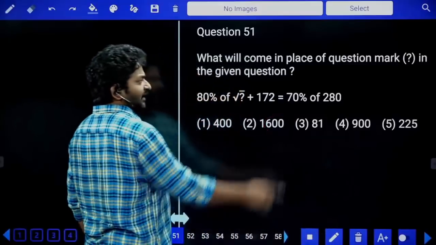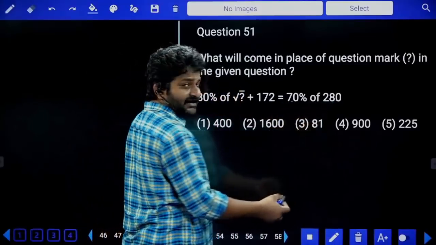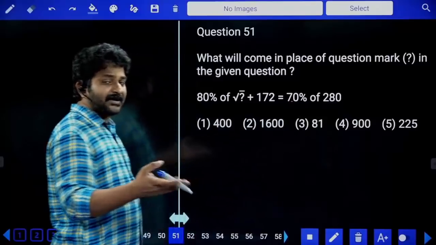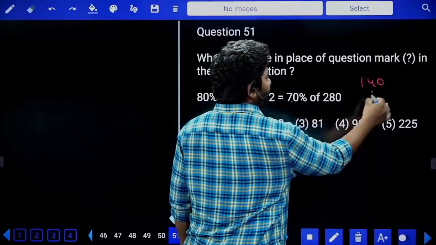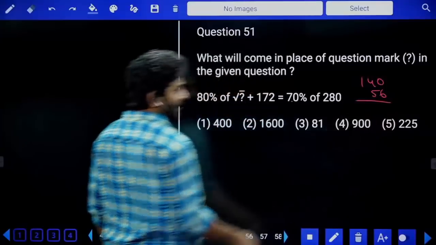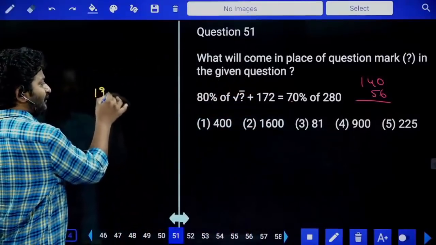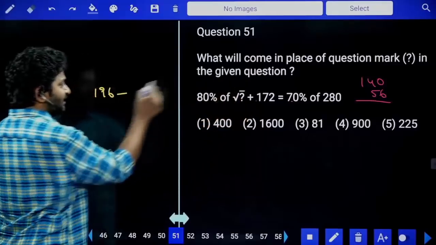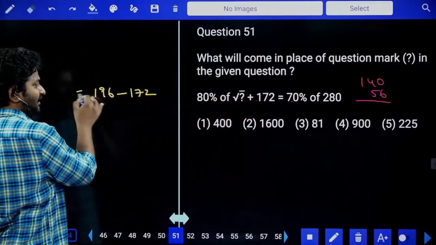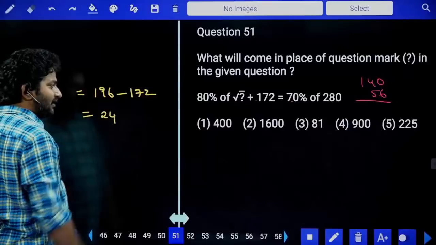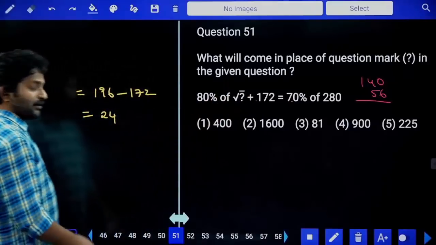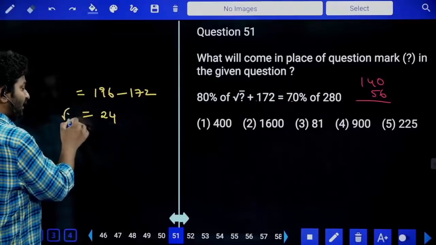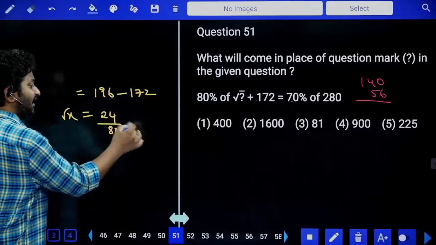Next, 70%. 70% of any number is 50% plus 20%. 50% of this number is 140. 20% is 56. Total is 196. Right hand side we have 196 minus 172 goes to the other side. Then this entire number is equal to 24. 80% of the number is equal to 24. Then root x is equal to 24 divided by 80 into 100.